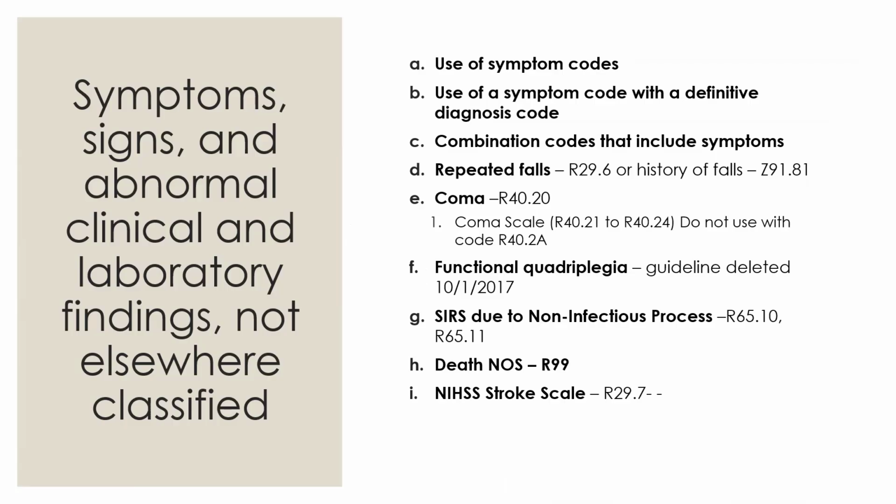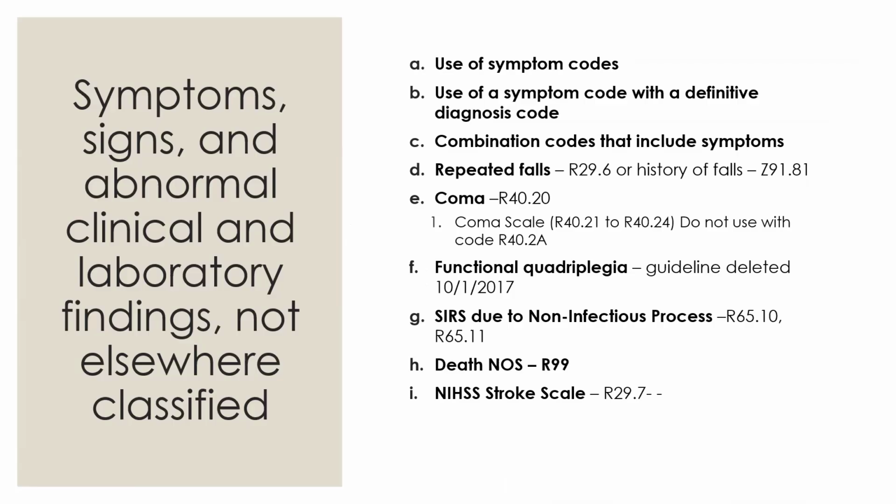With repeated falls, code R29.6, repeated falls, is for use for encounters when a patient has recently fallen and the reason for the fall is being investigated. Code Z91.81, history of falling, is for use when a patient has fallen in the past and is at risk for future falls. When appropriate, both codes R29.6 and Z91.81 may be assigned together.